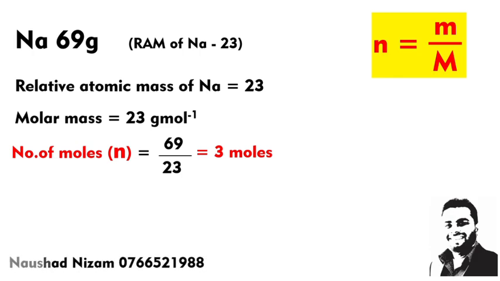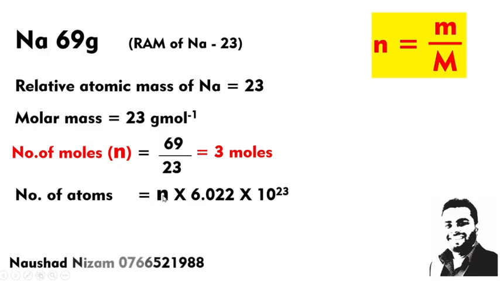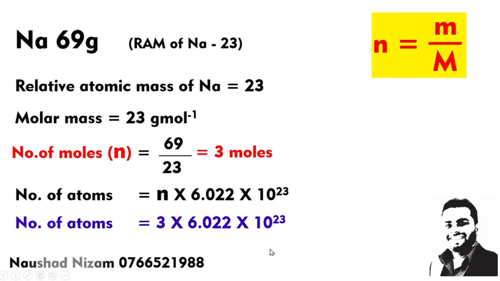Now, 1 mole is the Avogadro constant, that is 6.022 × 10^23. In 3 moles, how many sodium atoms are found? You have 3 moles; mole means a count. So number of moles times Avogadro number gives the number of atoms found in 69 grams of sodium, which is 3 × 6.022 × 10^23.